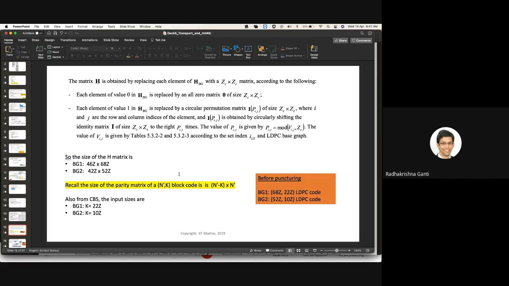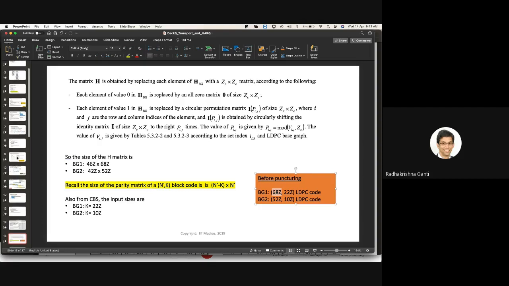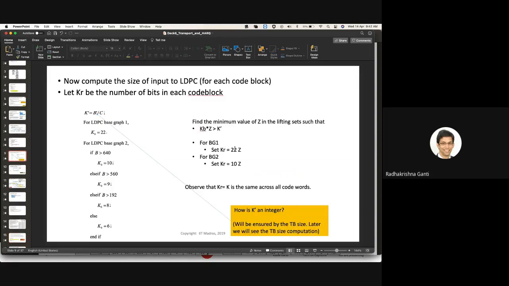So if you lift by a factor Z, the code expects 22Z input and will produce 68Z output. That is the reason why for BG1 we choose the input to be 22Z. The input number of bits should always be 22Z, and you choose Z such that this 22Z is always greater than K dash. K dash is the number of bits when you equally divide the bits between all the code blocks.